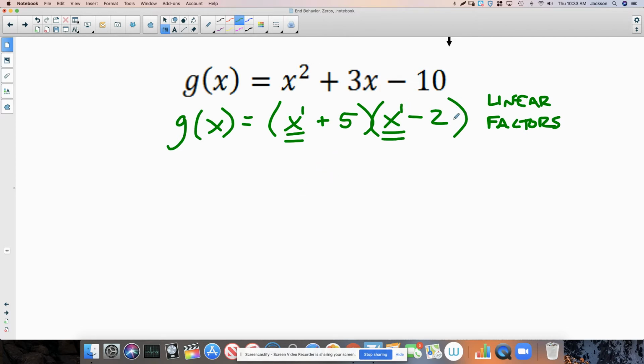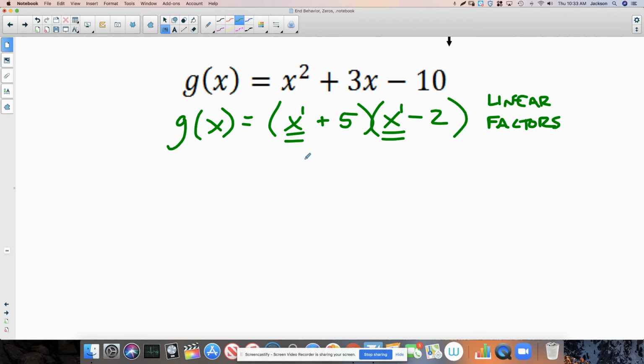Okay, so keep in mind that there will be times where we're not dealing with quadratics. There will be times where we have fourth degree polynomials, fifth degree polynomials, and a factor may end up being x squared plus 2. In that case, x squared plus 2 would be a quadratic factor. These are called linear factors.